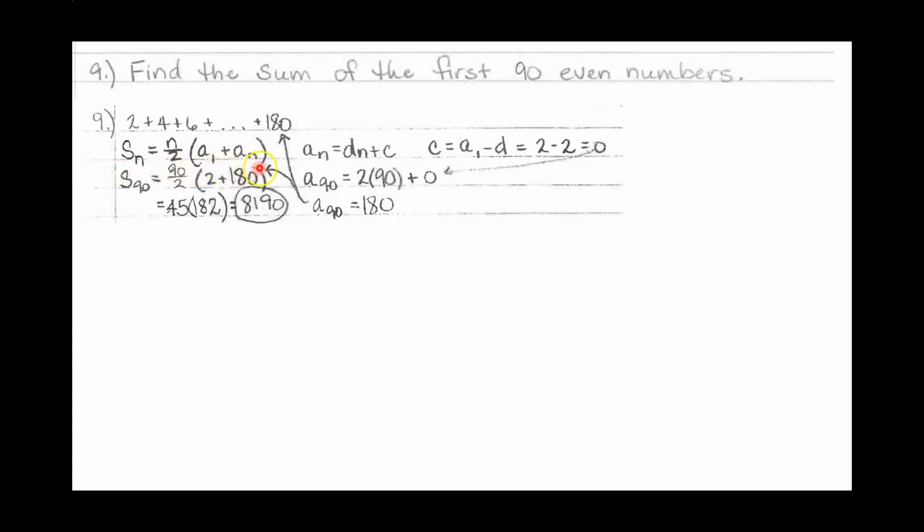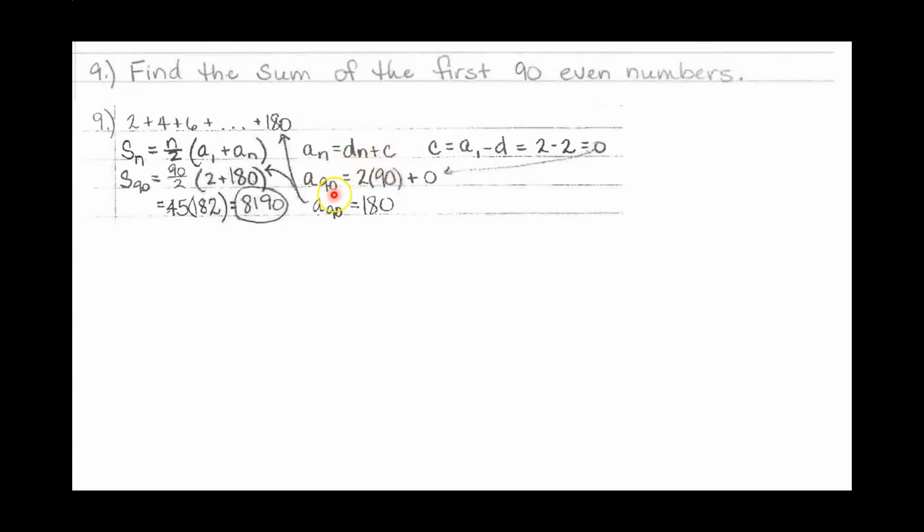So this is our formula. We're trying to find the sum of the first 90 terms, so let's put 90 in for n. Our first term was 2, but we do not know our last term. So we're going to need to come over here and figure out what our last term is. Now, if you want to use common sense to get that 180, you can, but we're also going to use our formula here. So I'm looking for the nth term of an arithmetic sequence. My formula for that is a sub n is equal to dn plus c.